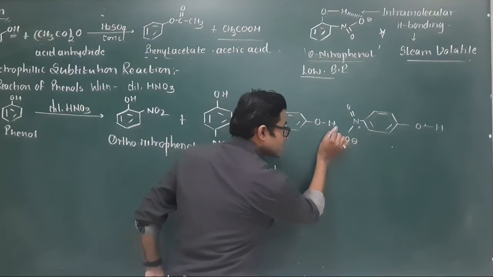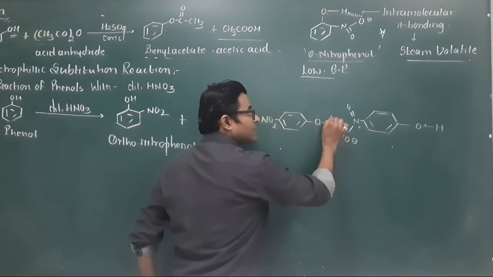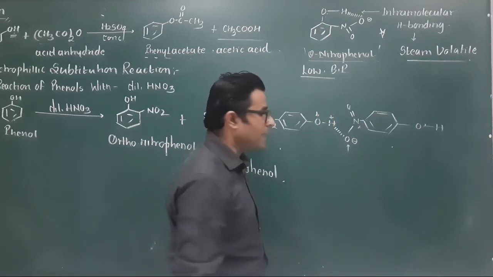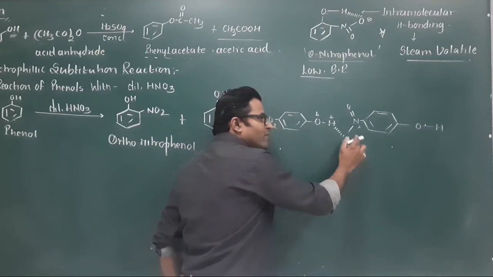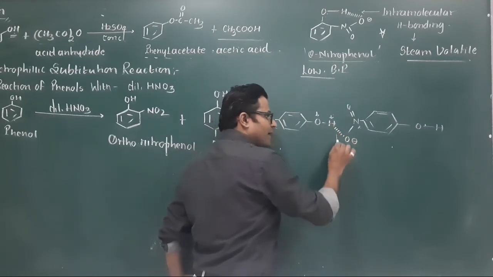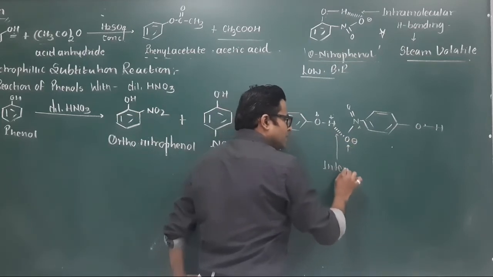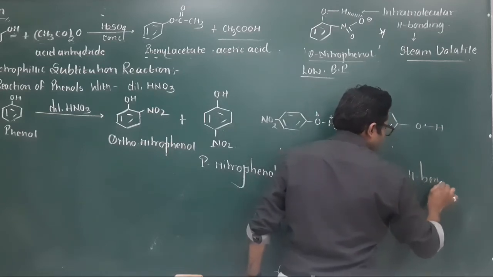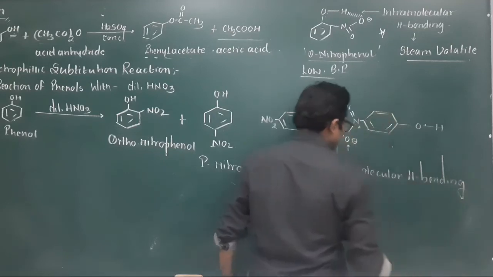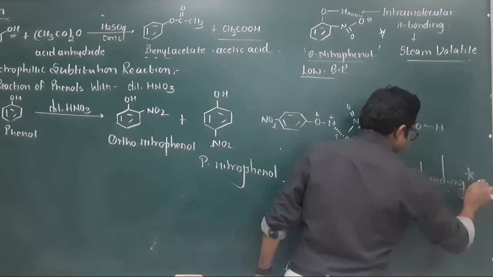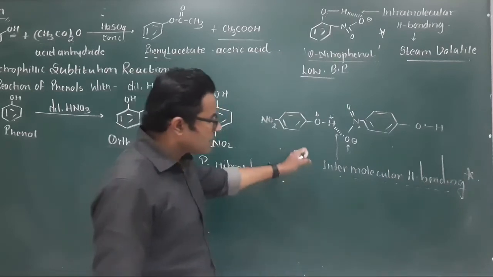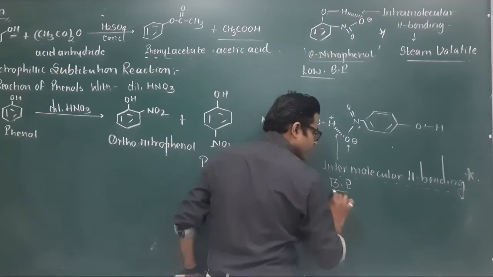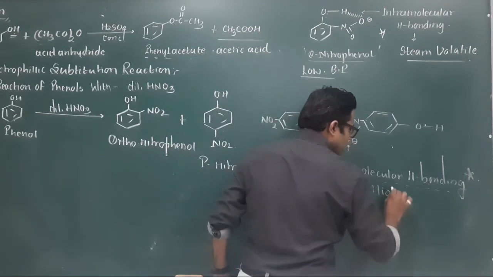Now in this case, there is a hydrogen bond that is created between the hydrogen attached to electronegative oxygen and, of course, even here one. Now between this electronegative oxygen and this hydrogen, what we have is intermolecular hydrogen bonding. Therefore, in this particular case of para-nitrophenols, the boiling points are usually higher.